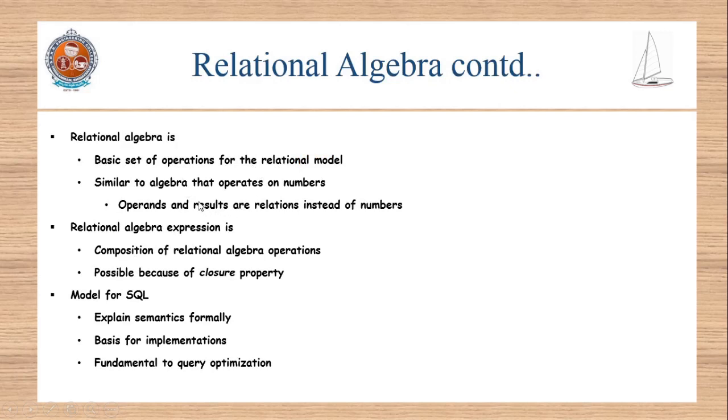It is similar to mathematical algebra, where instead of numbers, we are going to have relations in place of operands and also as output results. The relational algebra expression is a composition of relational algebra operations, which is made possible because of the closure property. This relational algebra is going to act as a model for SQL by explaining the semantics, acting as the basis for implementations, and also being fundamental to query optimization.